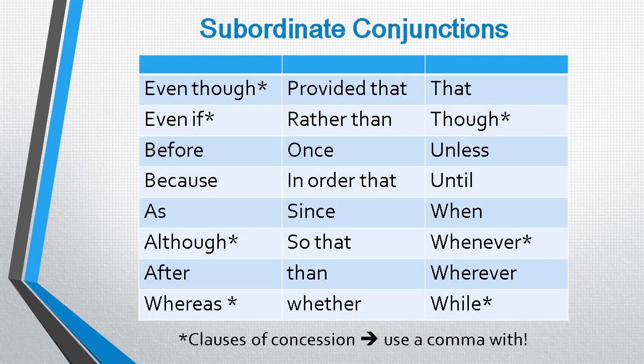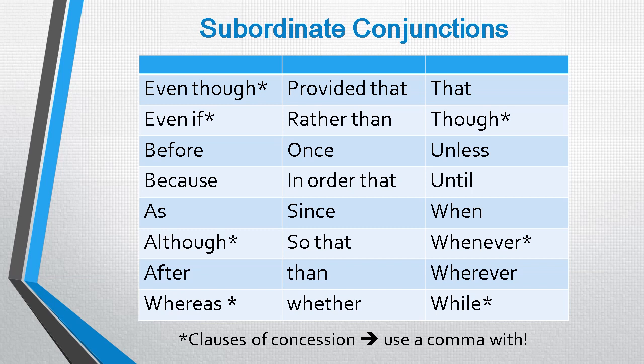This is the same table, it's the same words, but you'll notice that next to some of the words there's a star. Now, this star indicates that you're going to use these in clauses of concession. So a clause of concession basically means that the second half of your sentence is going to contrast somehow with the first half. So you use words like though, even if, whereas, and even though to make a concession.